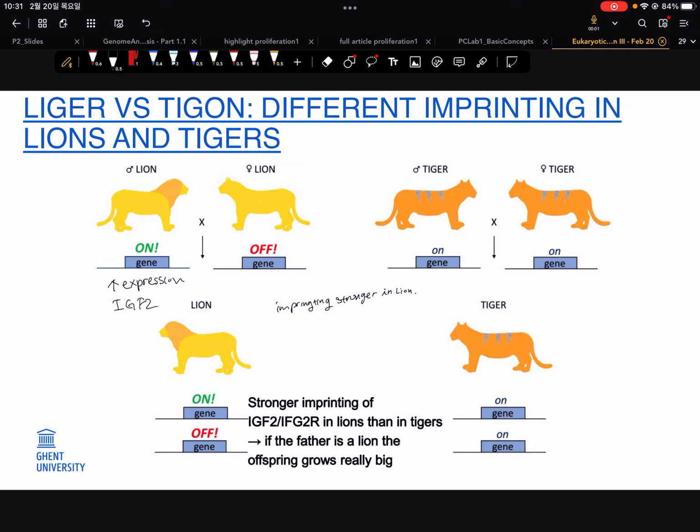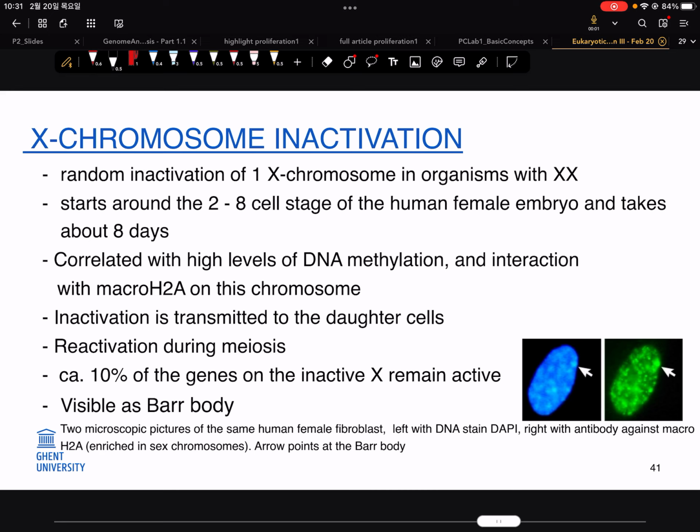Another typical imprinting phenomenon is X chromosome inactivation. I think you all know that females have 2 X chromosomes, but not both of them are active. One of the 2 is inactivated in every single cell of our body, except for the oocyte, where they are again reactivated, of course, just after meiosis.